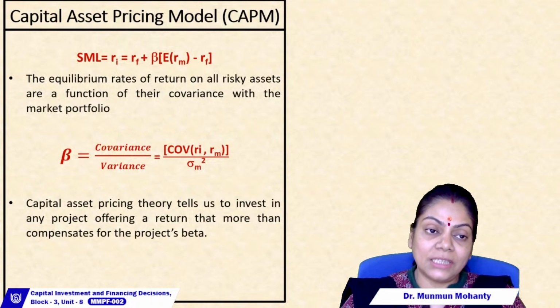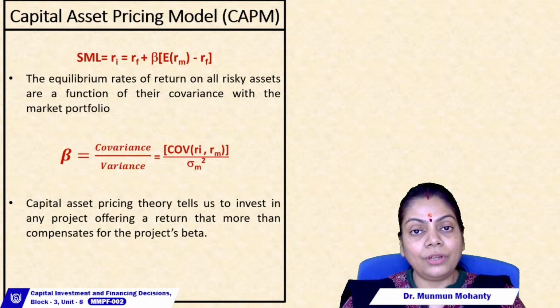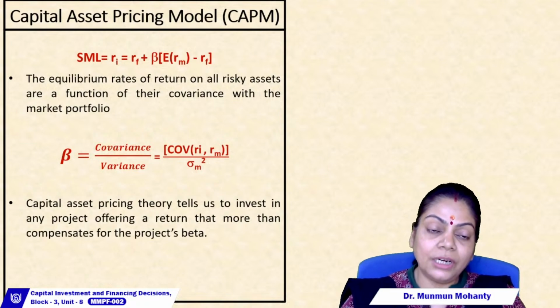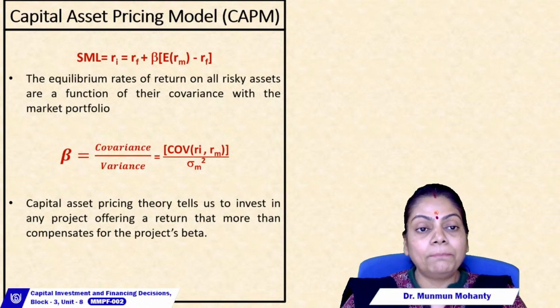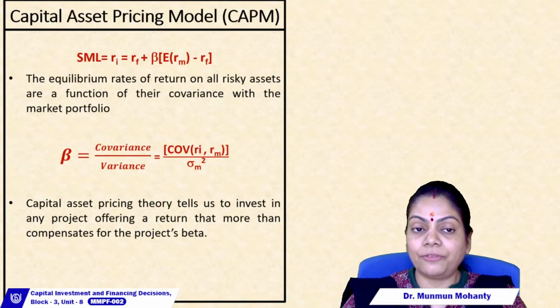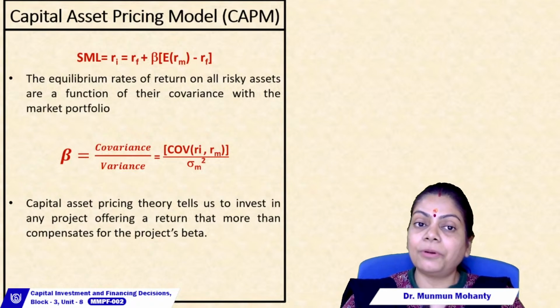The equation of the SML is Ri = Rf + beta times [Rm - Rf], where Ri is the return on the i-th security and Rf is my risk-free rate of return. The term in the square bracket, the expected market return minus the risk-free rate of return, is called the market risk premium.